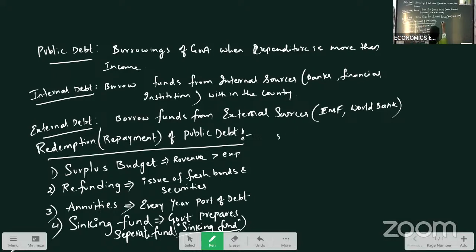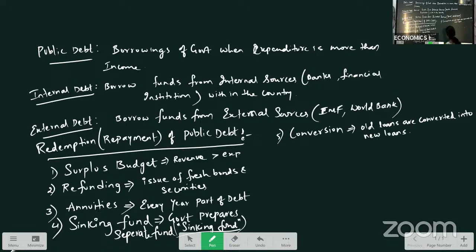Next method we have is conversion. Conversion means old loans are converted into new loans. Generally, when the government borrows money, whatever old loan is there, they will repay that old loan. How? By taking a new loan. Means the old loan will be converted into a new loan so that the old debt will be cleared. The new debt will be continued for the next years. So that way conversion is one methodology.